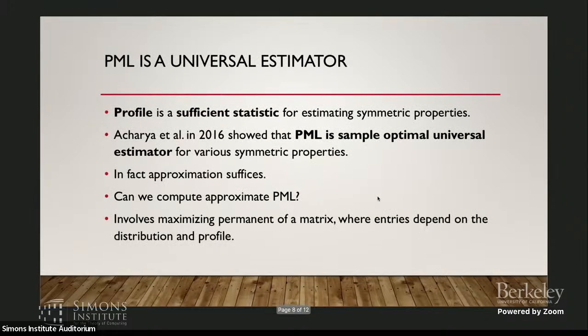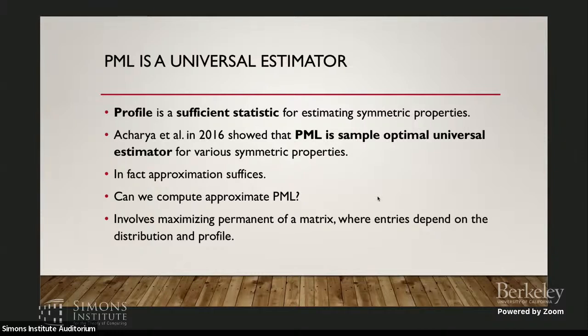Okay. So why is this maximum likelihood even interesting? The first thing to note here is that for estimating symmetric properties, which are invariant to label permutations, the profile is a sufficient statistic. Profile doesn't store label information, it just keeps track of frequencies. That is sufficient for estimating this class of symmetric properties. In 2016, there was this amazing work by Acharya et al. where they showed that this PML is actually sample optimal for estimating this class of symmetric properties. Okay, so you defined a new maximum likelihood, and it ends up being optimal for this class of symmetric properties.